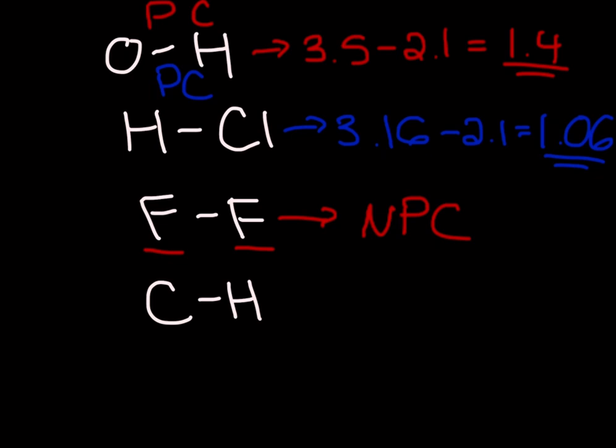Lastly, we have a carbon attached to a hydrogen. So we do the same thing, we subtract both electronegativities. Carbon with an electronegativity of 2.6 subtracted by hydrogen's 2.1 will equal 0.5. Therefore, we can come to the conclusion that this bond is polar covalent. The electrons are unequally shared within the bond because carbon is more electronegative.